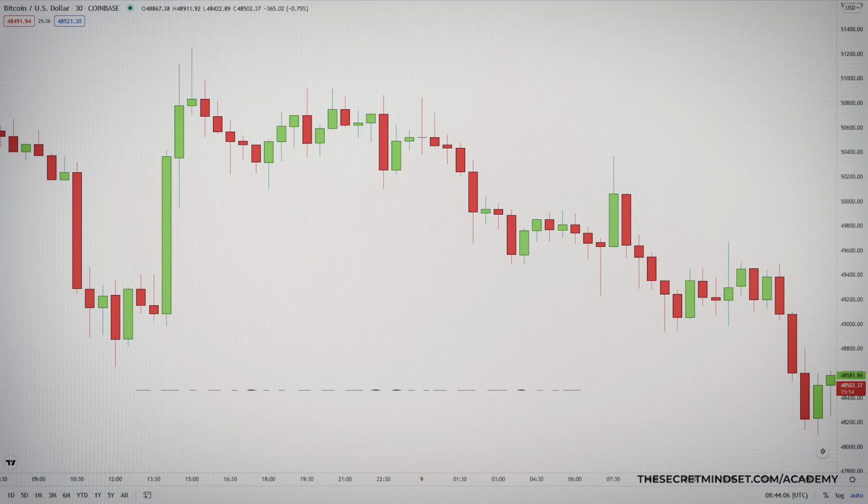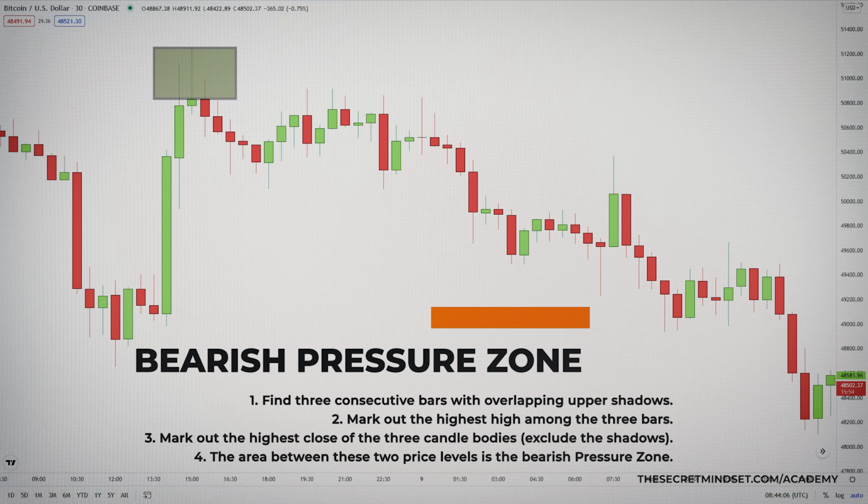To find the bearish pressure zone, find 3 consecutive bars with overlapping upper shadows. Mark out the highest high among the 3 bars. Mark out the highest close of the 3 candle bodies, excluding the shadows. And the area between these 2 price levels is the bearish pressure zone.